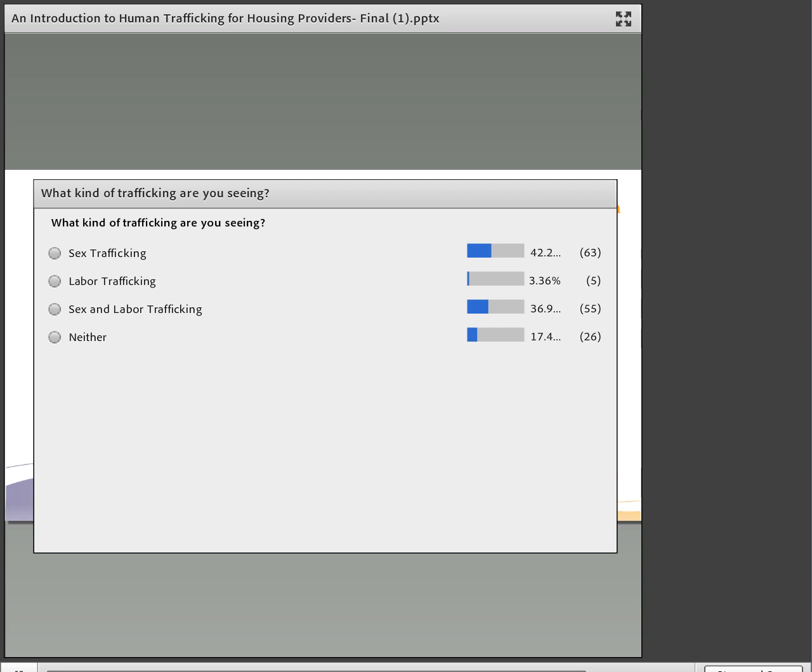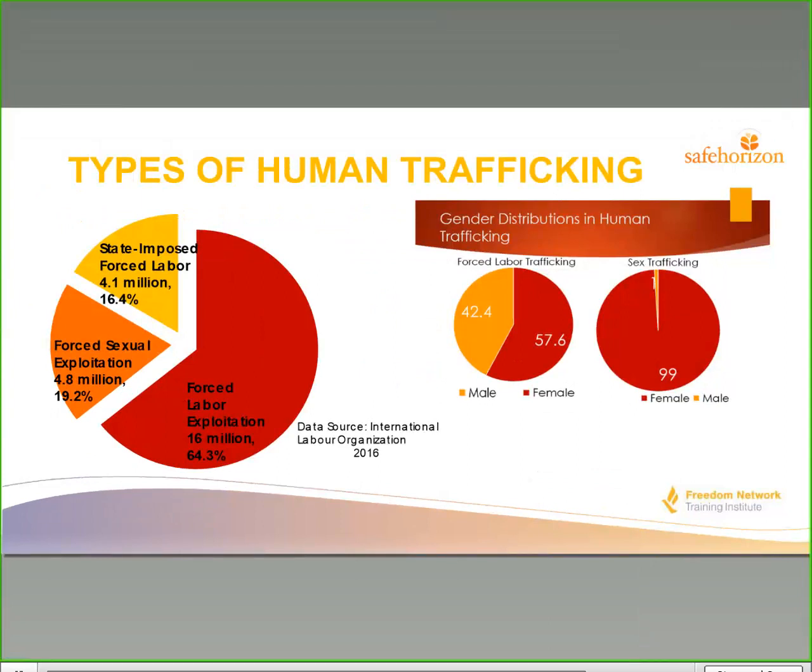So yeah, very interesting. Labor trafficking, again, we're not too surprised that it is the lower number that we see. Labor trafficking is very much underreported. And quite frankly, even for someone who works in the field and who is doing human trafficking related work, it can sometimes be very difficult to spot labor trafficking and to understand the difference between labor trafficking and labor exploitation, which can be another conversation if you all tune in for more Freedom Network trainings. Okay, next slide, please.